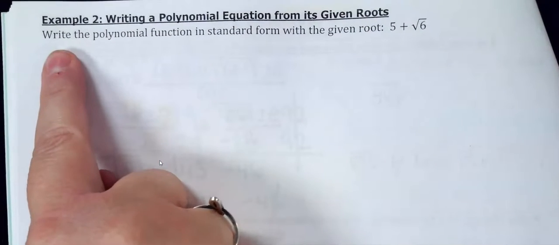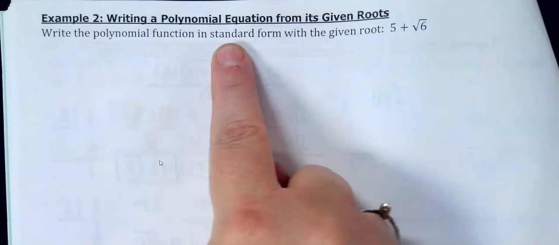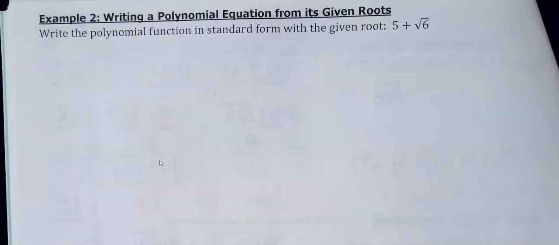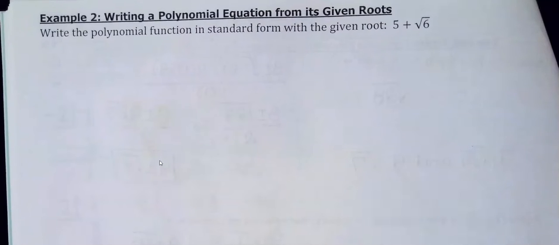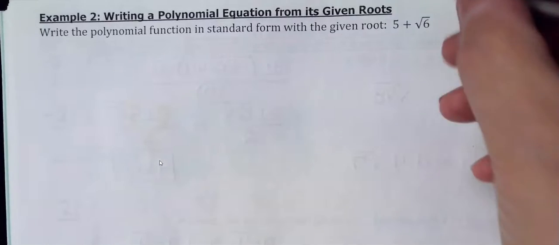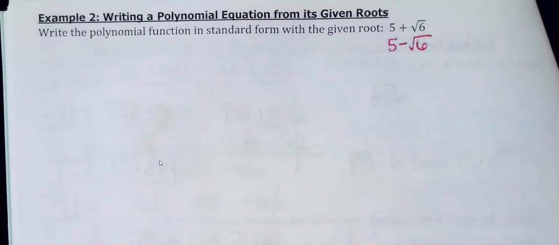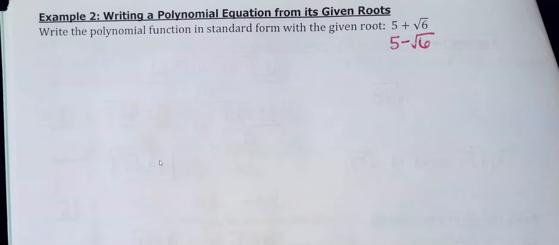So this says write the polynomial function in standard form with the given root. I'm going to start with factored form, and it tells me 5 plus radical 6. So if I have a radical or an i, automatically I have its conjugate, even though they don't write it here. So automatically 5 minus the square root of 6 also has to be one of our answers. All right, garbage number, but that's just how it is for this question.